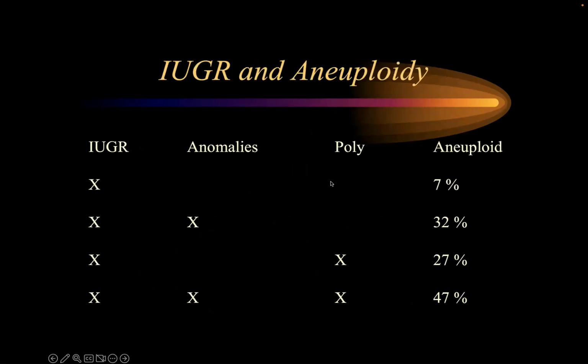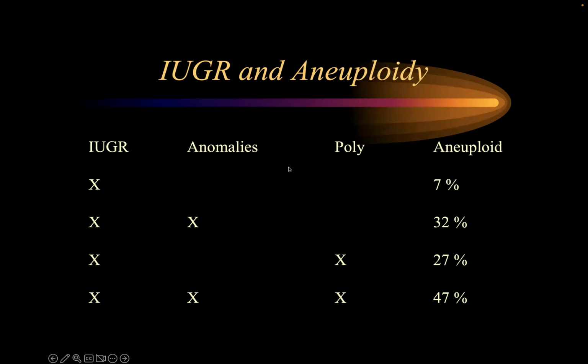So this is just a graph that sort of illustrates the compounding risk of when you see birth defects combined with polyhydramnios. So growth restriction as a whole can have up to 70% aneuploid fetuses. If you add in structural defects, that increases it to almost a third.